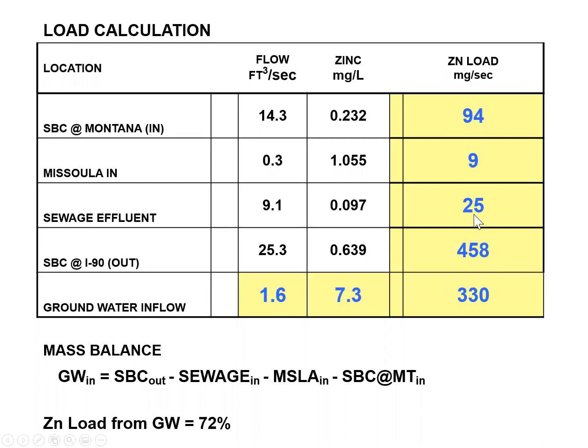We're going to subtract off the sewage treatment effluent, Missoula Gulch in, and Silverbow Creek at Montana, and we end up with an inflow load of 330 milligrams per second. What that's telling us is that the groundwater load at Silverbow Creek at I-90, 72% of that load has come out of groundwater in that reach. That's about a 1 mile reach.